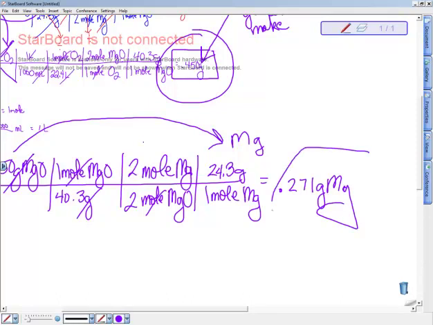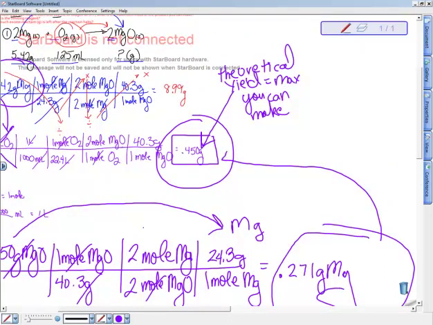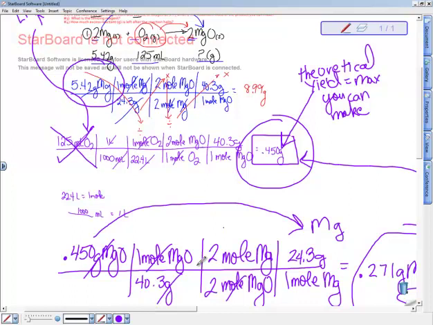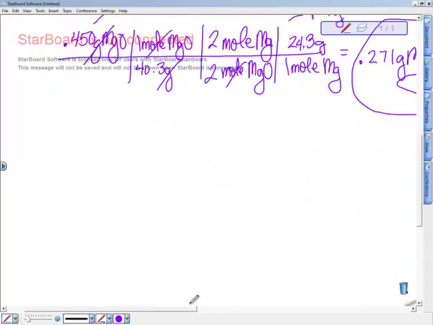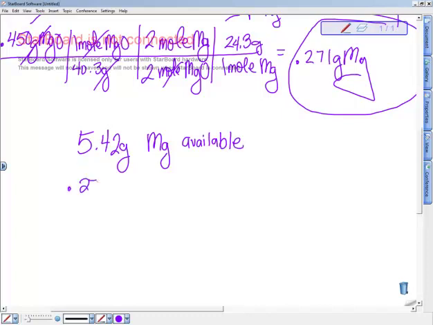So this is how much magnesium was in that mass. That's how much magnesium it took to make that product. So we had a lot of magnesium available to us. Starting the problem off, we had 5.42 grams available. So hold on, let's get your thought process going. We had 5.42 grams of magnesium available. How much did we actually use? We only used 0.271 grams.